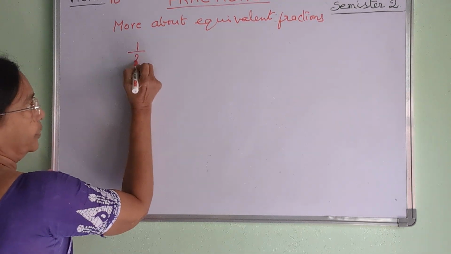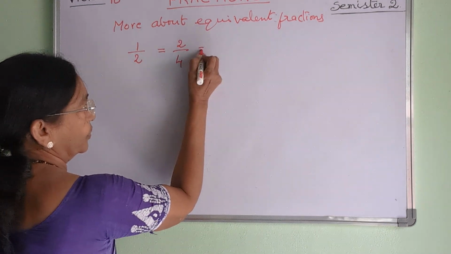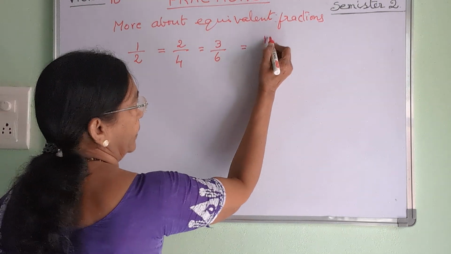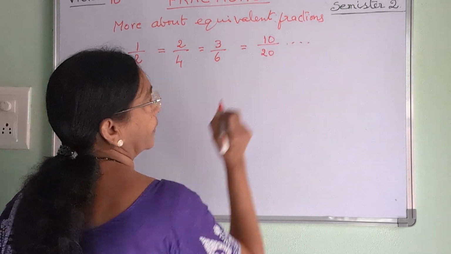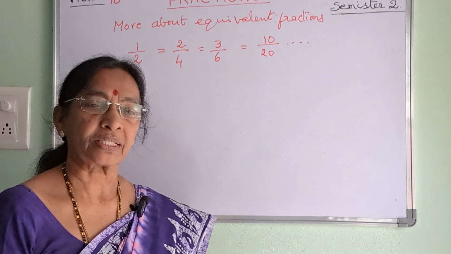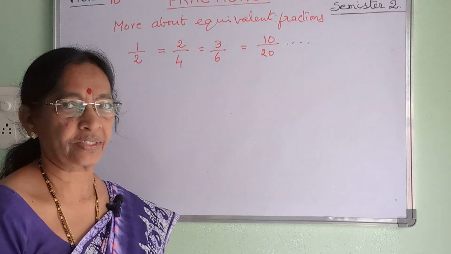Say 1 by 2 is equal to 2 by 4 is equal to 3 by 6 is equal to 10 by 20, etc. These are all equivalent fractions. They represent the same fraction of a whole.